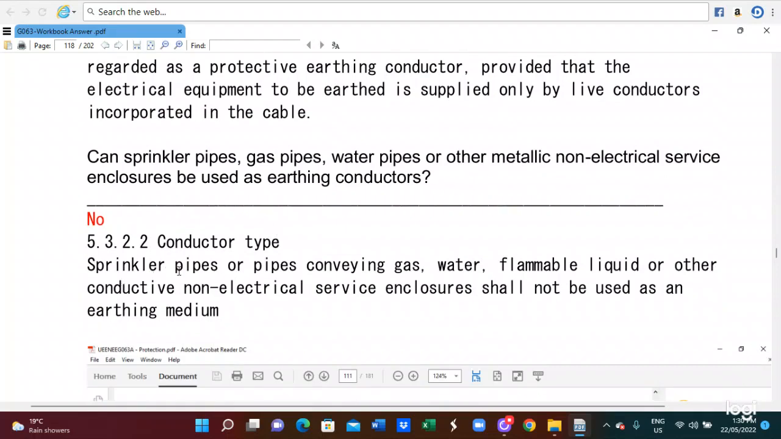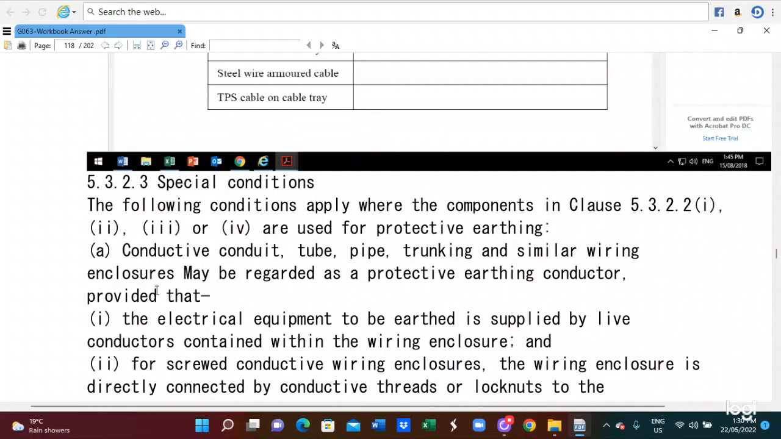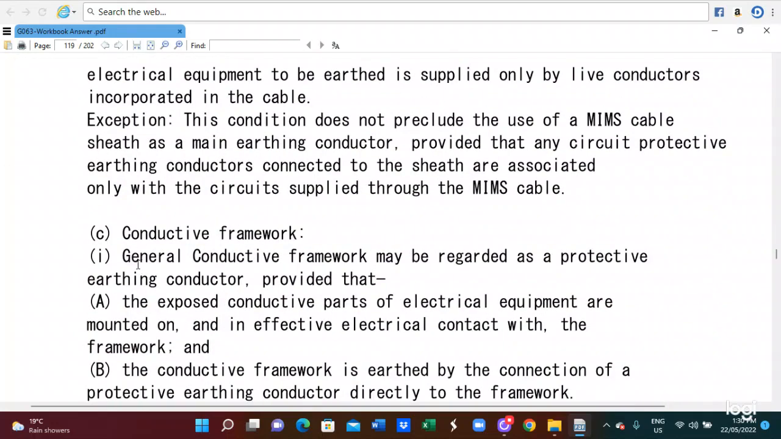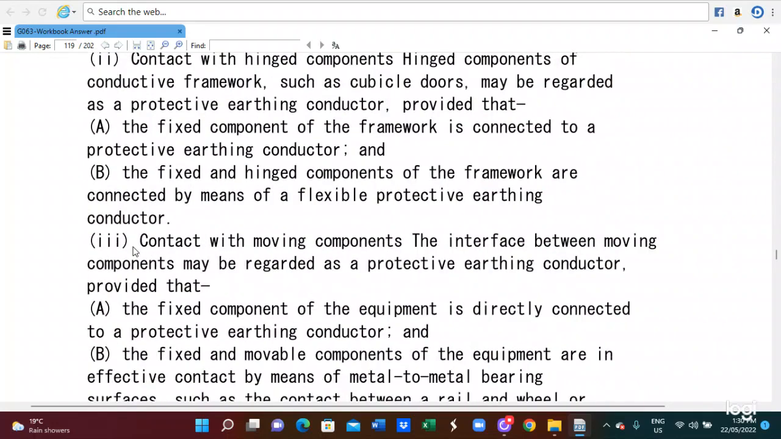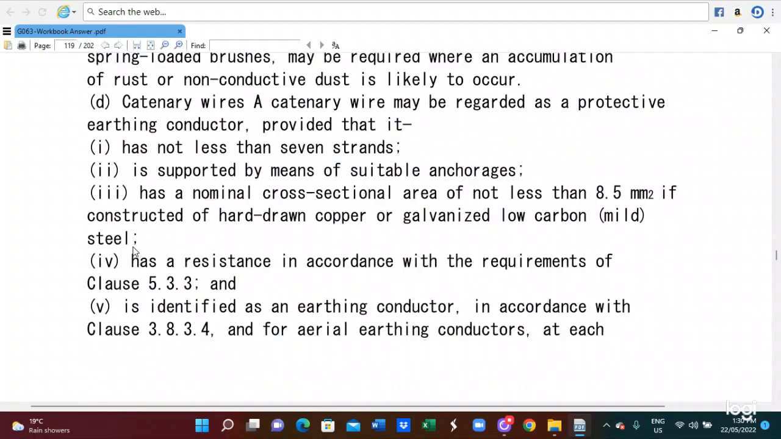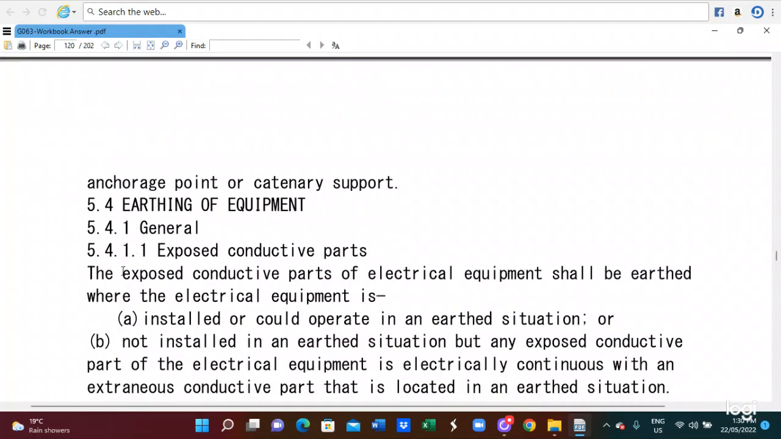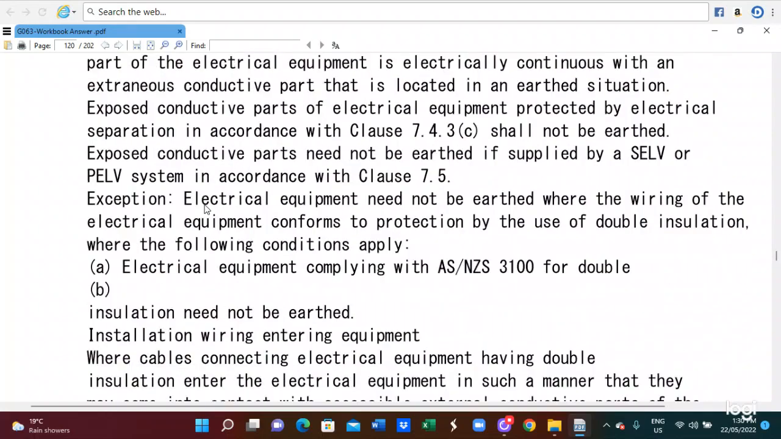In this, sprinkler pipes or pipes conveying gas, water, framework, liquid, other conductor material, electrical enclosure, channel, and earthing some medium. And 5.3.2.3 is for the special condition. So those you have to read as a conductor: how the earthing conductor size, how the earthing conductor wall, how to provide the earthing for the protection. You can read those provisions. Also 5.4 mentions the earthing equipment, so you have to read 5.4 or AS/NZS 3000 regarding the earthing equipment.